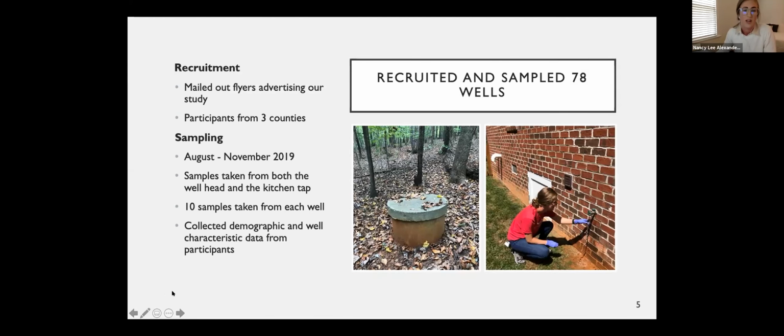As a part of phase 1 of our study, we mailed out flyers which contained project information to private well owners in 3 different counties in North Carolina. If residents received our flyer and wished to participate, they contacted us and we set up a sampling time. This sampling actually took place from August to November of 2019. So at each location, in addition to actual water samples, we also collected well characteristic data and demographic data using a questionnaire.